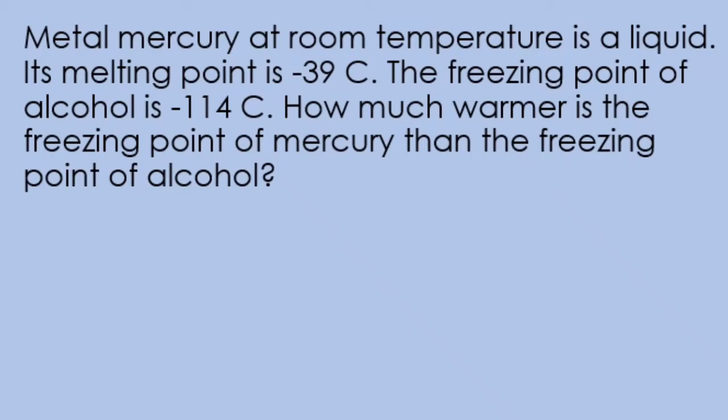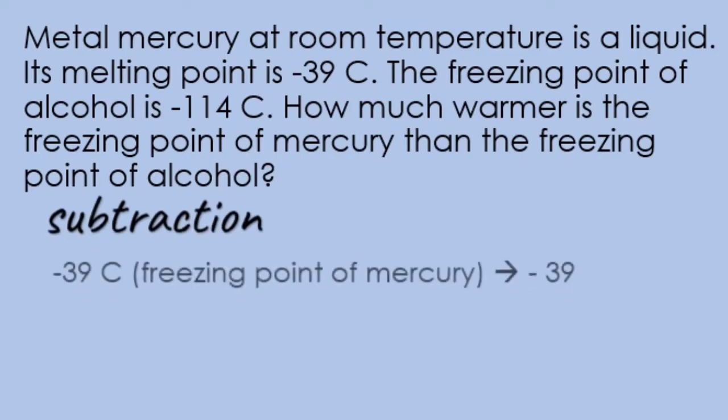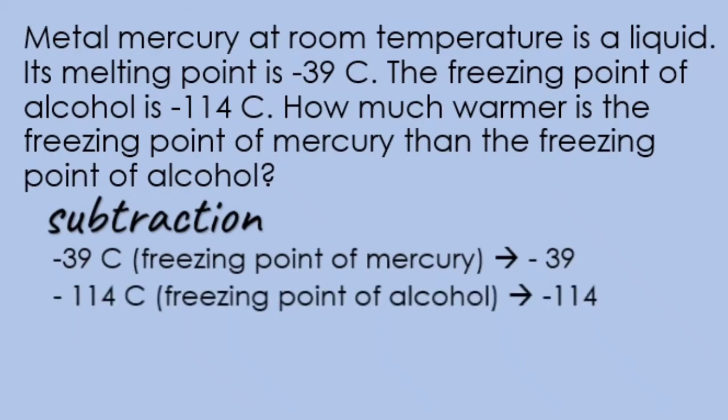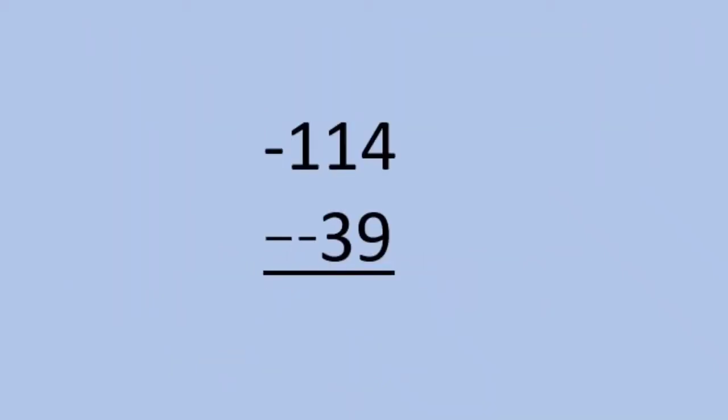So again, we will use subtraction as our operation, and the given is negative 39 degrees Celsius. The freezing point of mercury will be represented by negative 39. And the next given is negative 114 degrees Celsius, the freezing point of alcohol, and it will be represented by negative 114. Now, how do we subtract negative 114 minus negative 39 equals blank? How do we subtract the same signed numbers?